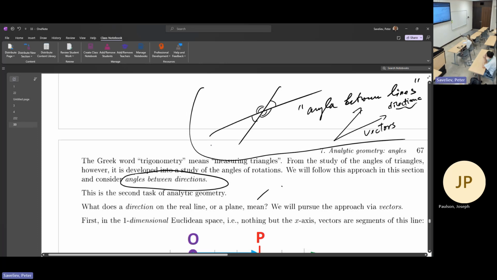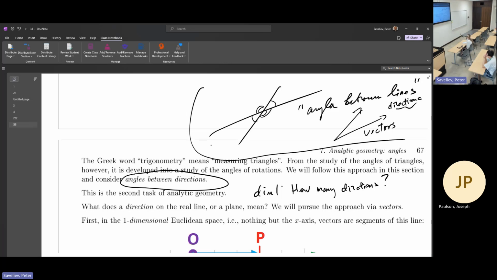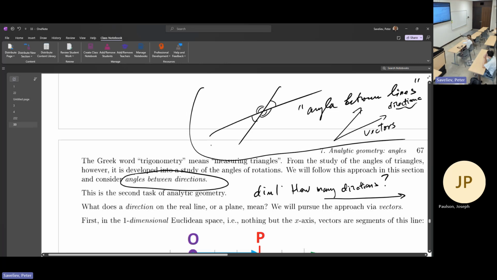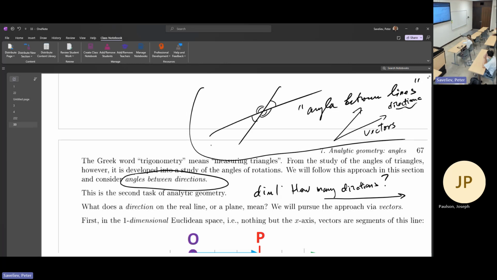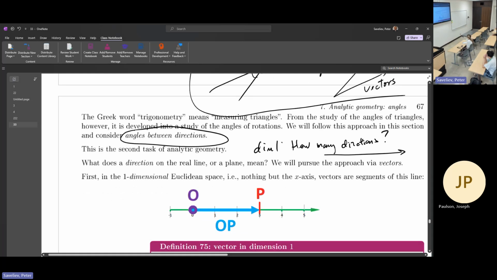So in dimension one, how many directions do we have? Two, right? That way and this way. Remember the line that we drew for the one-dimensional Cartesian system. It's a road with a chosen positive direction. That's step number one. So we can go with a positive direction or with a negative direction. These are the only two possibilities.